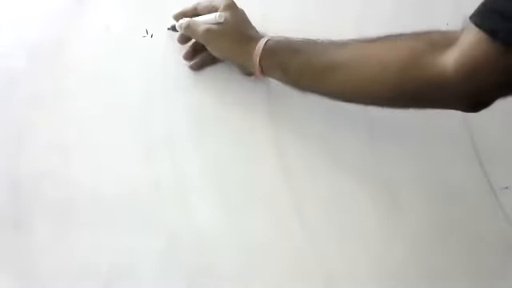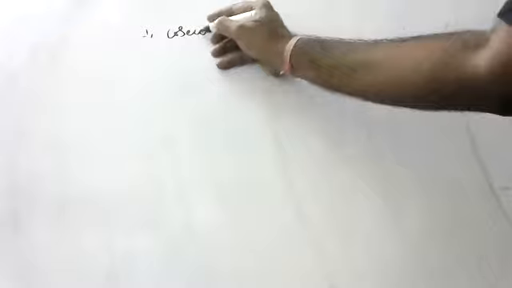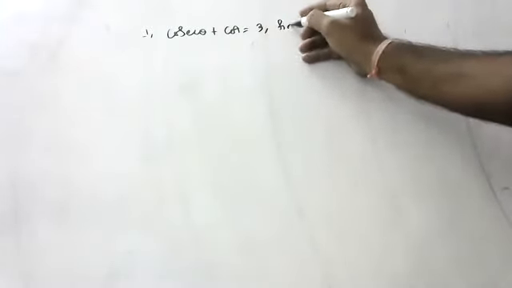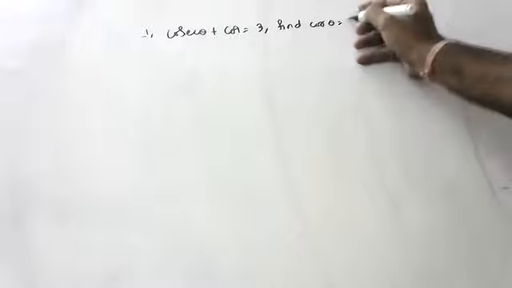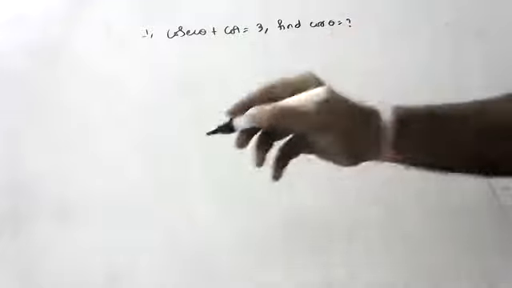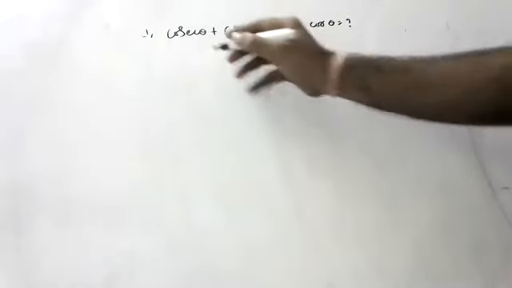Children, first question. They have given it under trigonometric identities. If cosecant theta plus cot theta is equal to 3, find cos theta. Cosecant plus cot is 3, find cos theta, children. So this is the question. Okay, children, so what will we write?